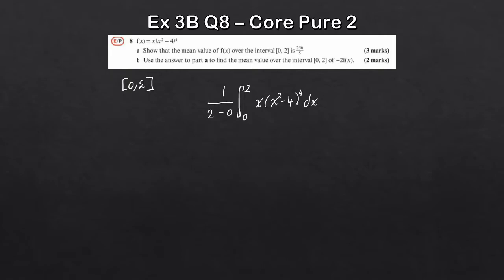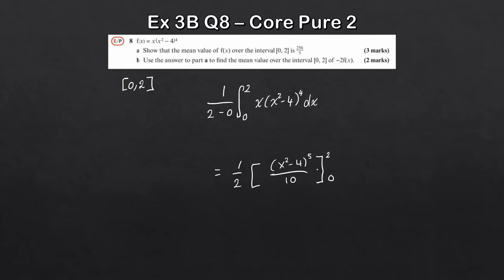But we've already just worked this out, at the very beginning. We just didn't do it with the limits and this 1 over 2 at the front of the integral. So what we're working out here is 1 over 2 times, what we had is u to the 5 divided by 10. So that's x squared minus 4 to the power of 5 divided by 10 between 2 and 0.